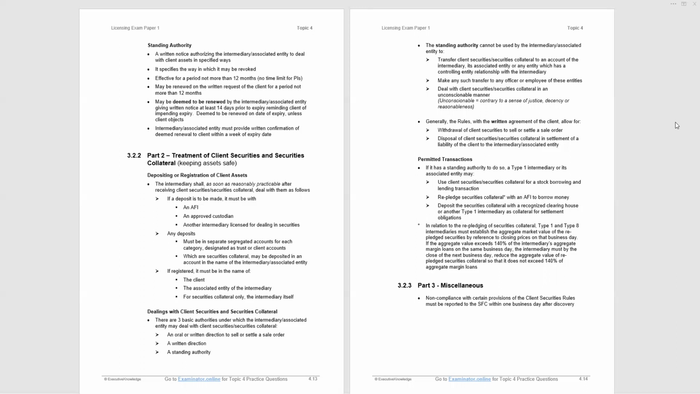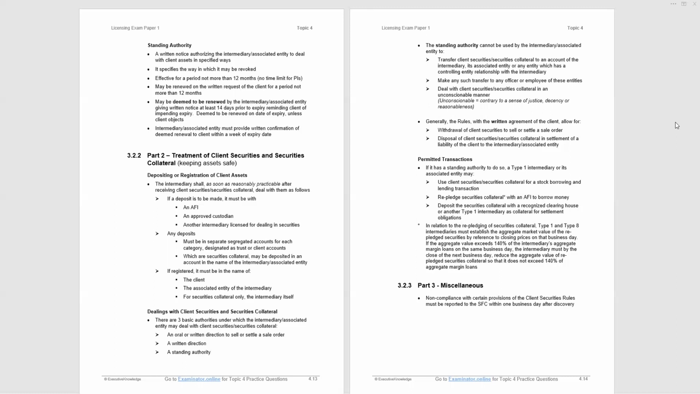Bottom of 4.13, dealings with client securities and collateral. There are three basic authorities: an oral or written direction to sell or settle, a written direction, and a standing authority. The standing authority we saw introduced at the top of page 4.13. And then material on the standing authority continues on page 4.14. And please be aware of that material, read through it, and then we can see the permitted transactions if we do have a standing authority that the client has given us.